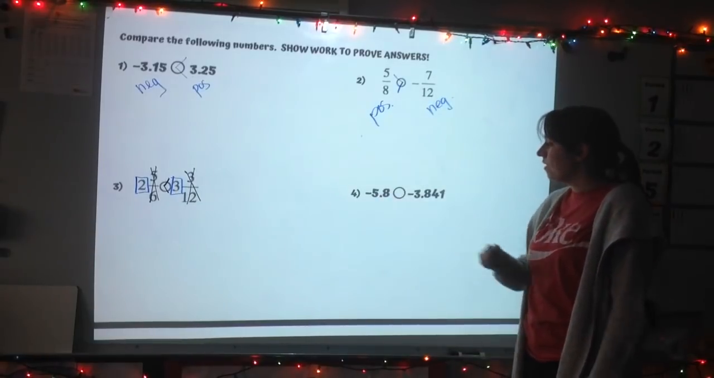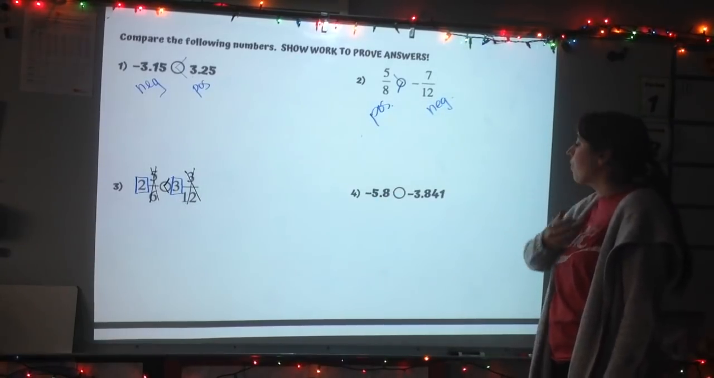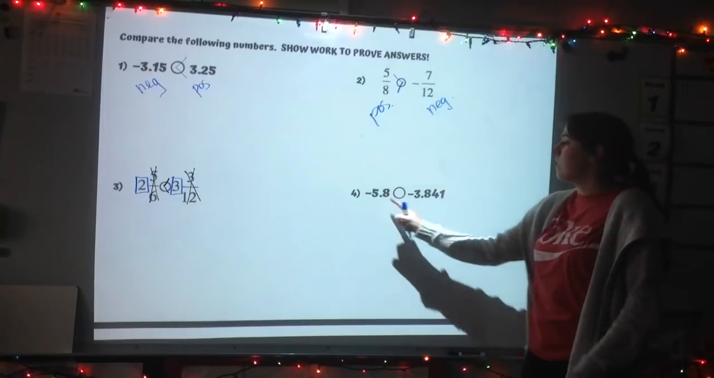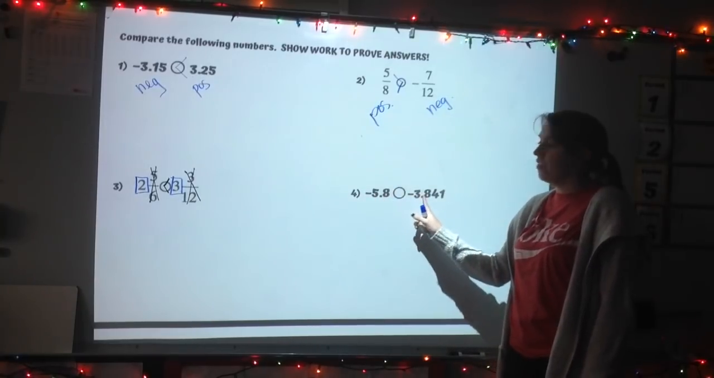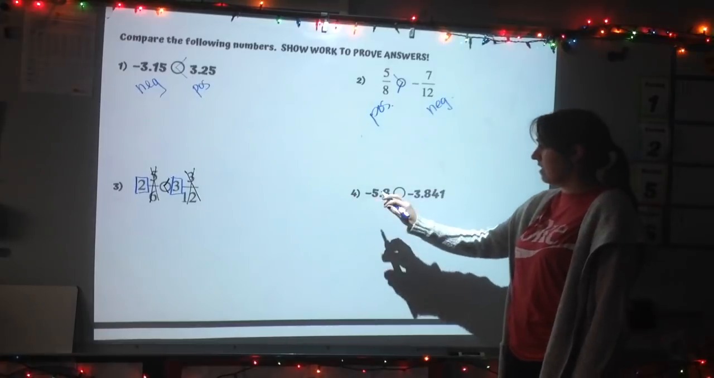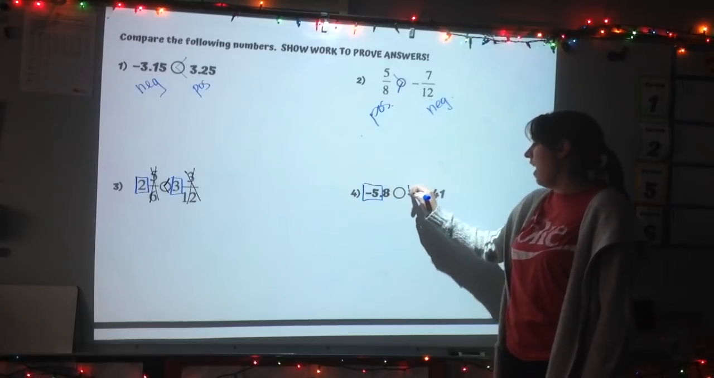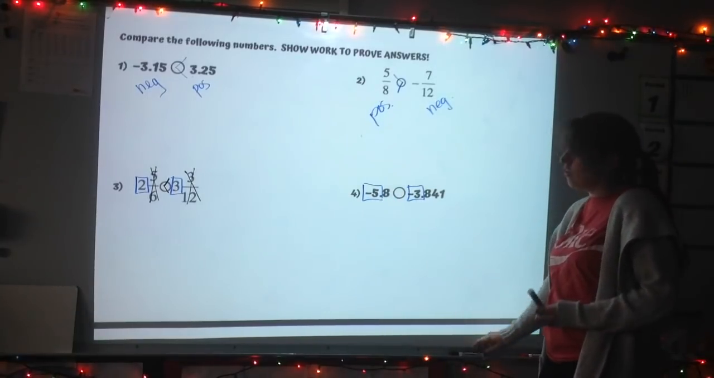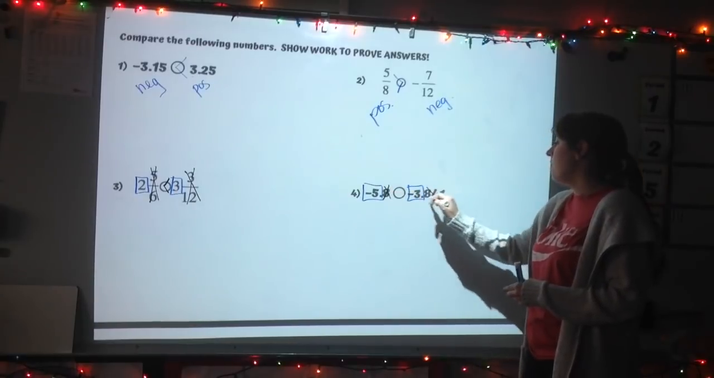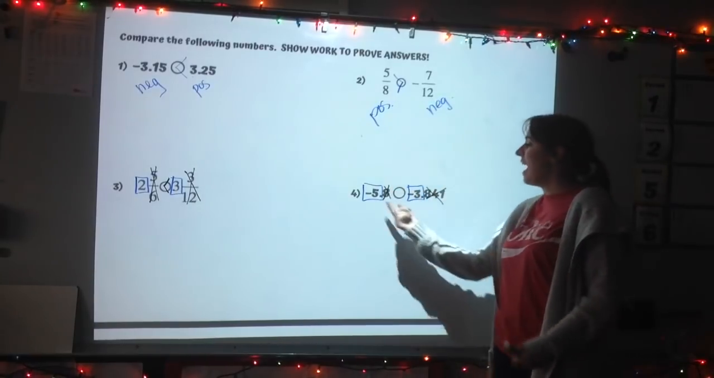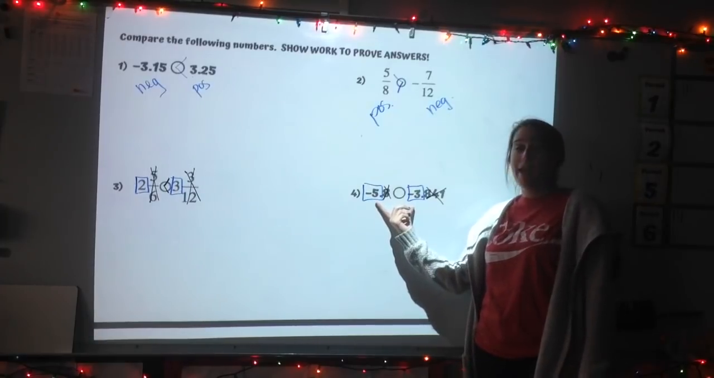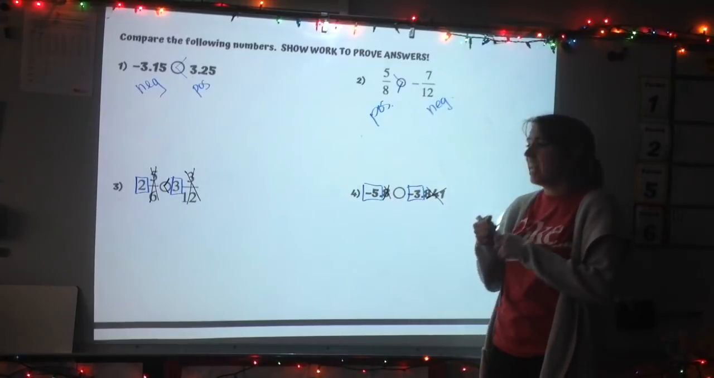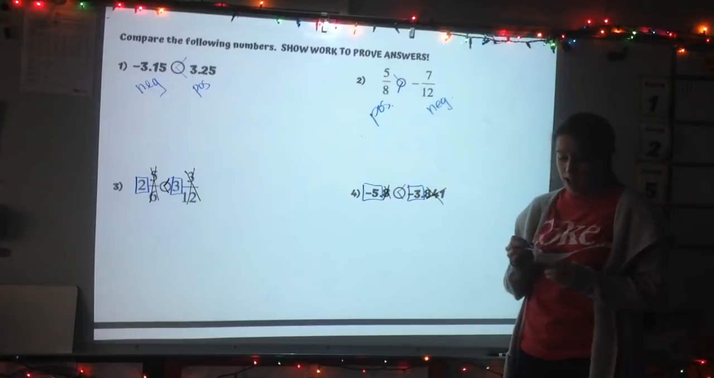Example 4. We've got -5 and 8/10ths, and then we've got -3 and 841 thousandths. So first I'm looking at the signs. Are they opposite signs? We've got a negative and a negative. That does not apply. Next I'm looking at the whole numbers. If I actually highlight the whole number part here, they are different whole numbers. So I don't have to worry about the decimal part. I'm just looking at the whole numbers. We're comparing -5 and -3. Now remember, a bigger negative is a smaller number. So 5 would normally be bigger than 3, but since it's a negative, it's the opposite. It's actually less than -3.